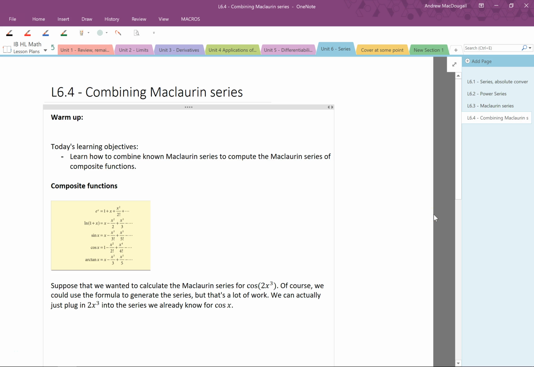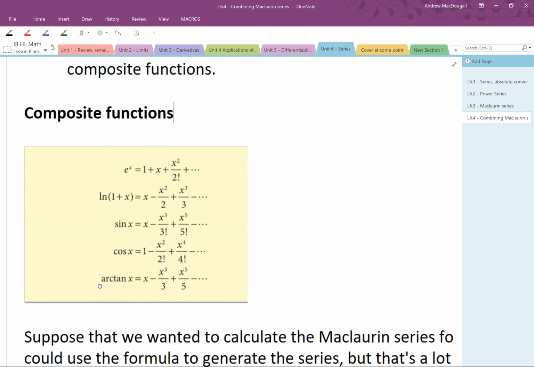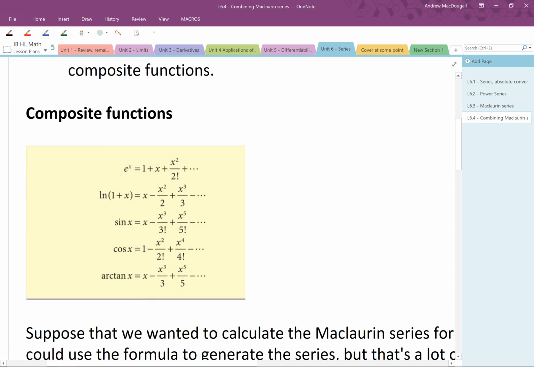Okay, so now we're going to have some more fun with Maclaurin series. If you recall, in the last video, we looked at what a Maclaurin series meant, and it was just a power series that you associate with a function. There's actually a formula for it.